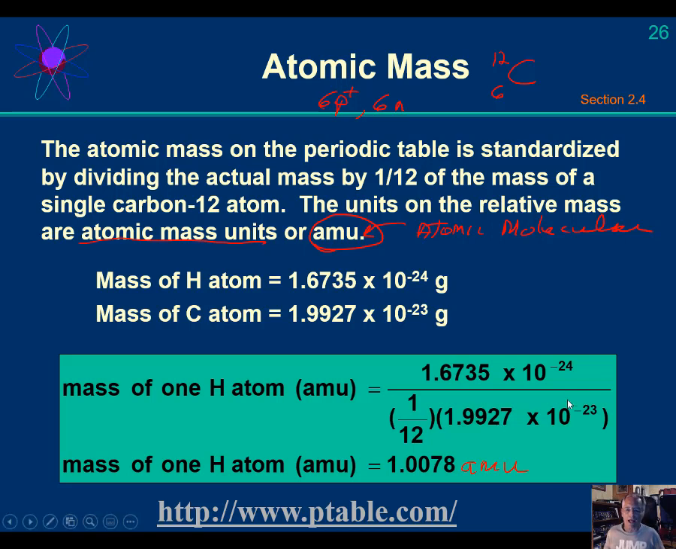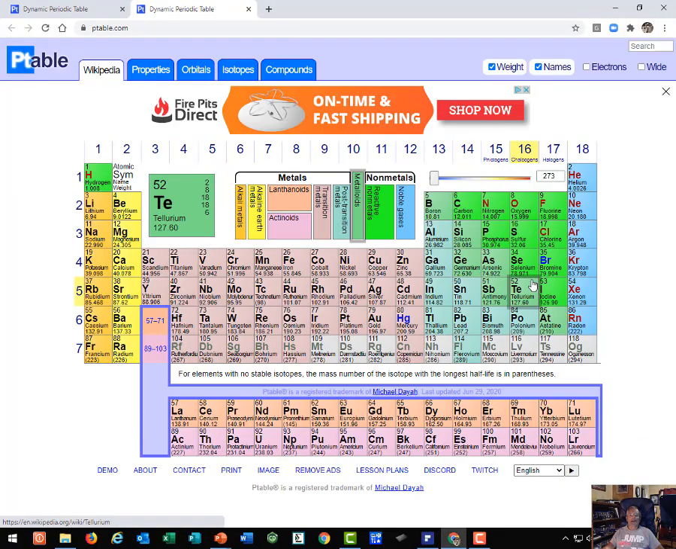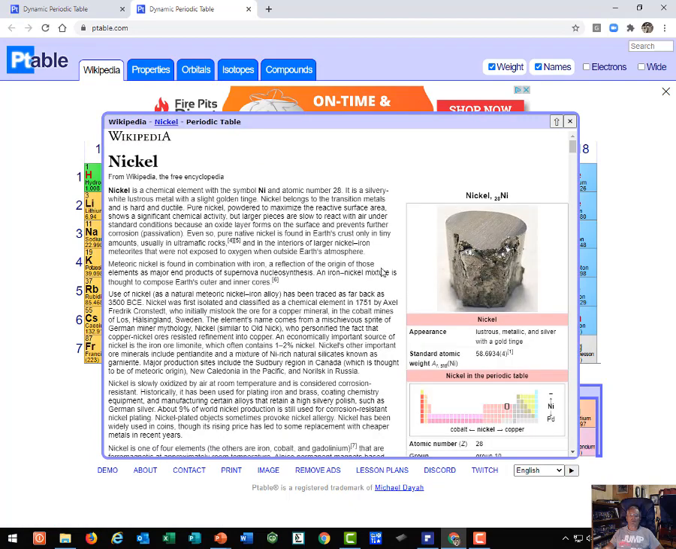Okay? All right, I want to introduce you to a really great periodic table. Here it is. It's dynamic, and it's in your PowerPoint notes. There's also a link on Canvas for it. So if I want to know something about nickel, all I have to do is hover over it, click on it, and it's going to bring me the Wikipedia page for nickel. It'll show you what it looks like.